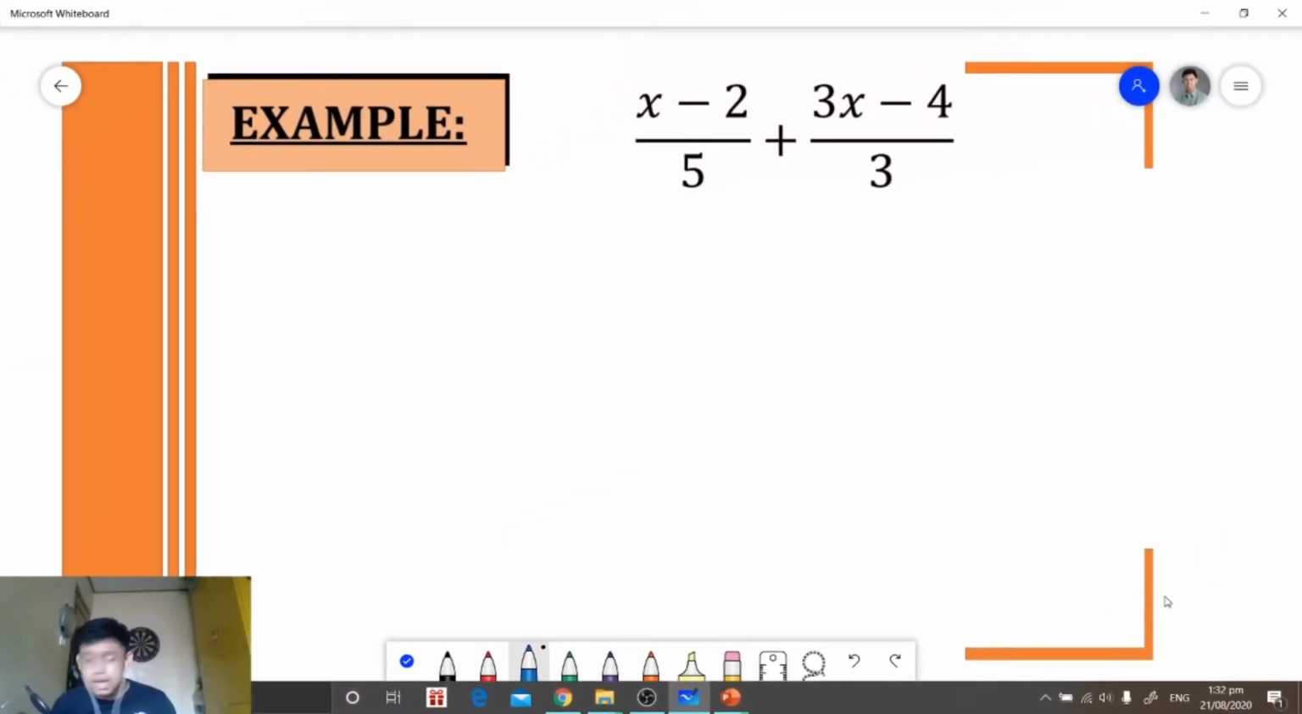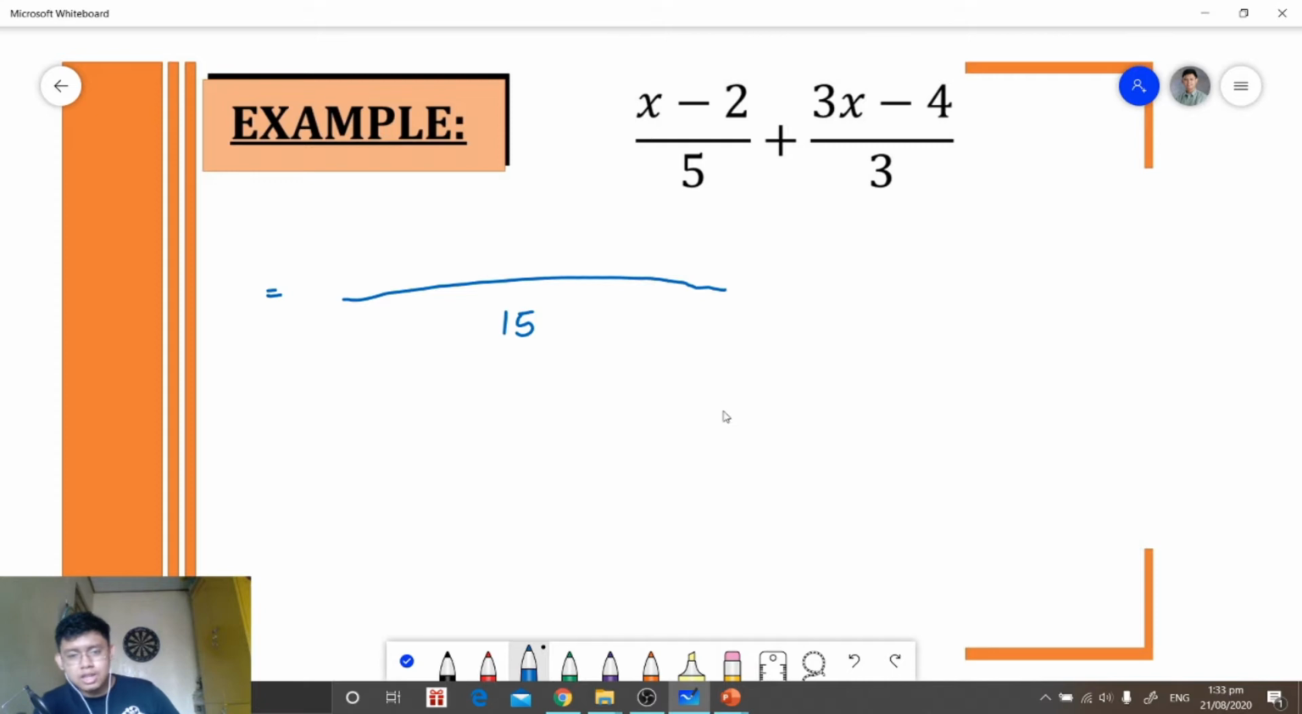So let's have an example. For example, we're given these two rational expressions. So we're going to combine them. We're going to perform addition. Knowing that they have different denominators, we will get the least common denominator. So the least common denominator is 15. Okay, so we're going to place them in one fraction or one rational expression.